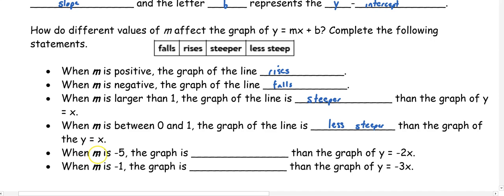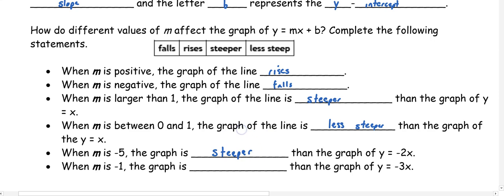So if m equals -5, the graph is blank, then the graph of y equals -2x. We're going to ignore the negatives for now, and just look at 5 and 2. In this case, 5 would be a greater number because the negative just means the line's going down. So 5 is the greater number, which means this would be a steeper line than y equals -2x.